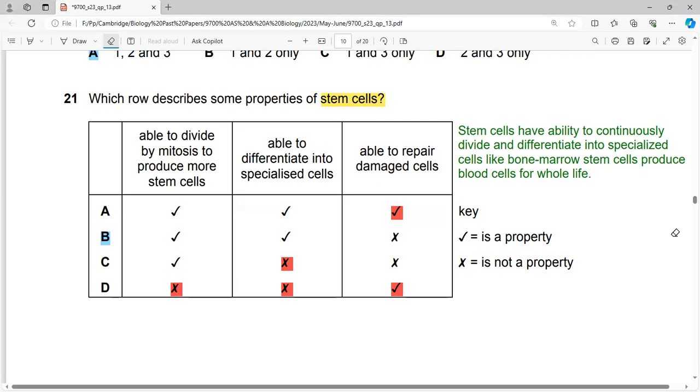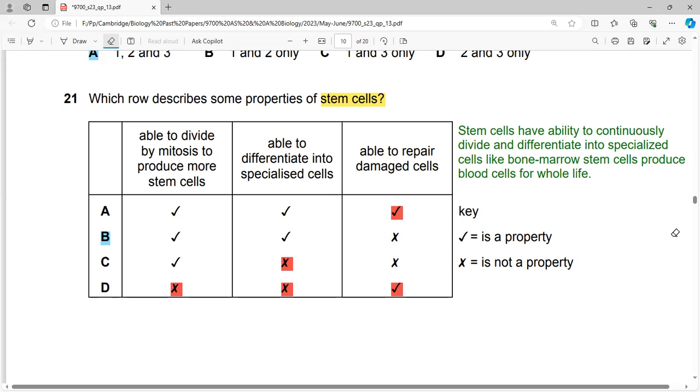Which row is correct about that on the basis of this information? The ability to divide by mitosis and produce stem cells, it is correct. Second, able to differentiate into a specialized cell. This is a second characteristic of stem cells, it is correct. And able to repair damaged cells, that is not a function of stem cells. Stem cells are replacing the dead cells in your body. For example, you're replacing your skin continuously, you're replacing your blood cells continuously.